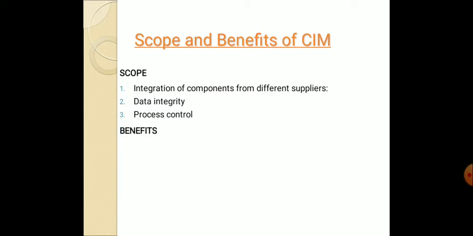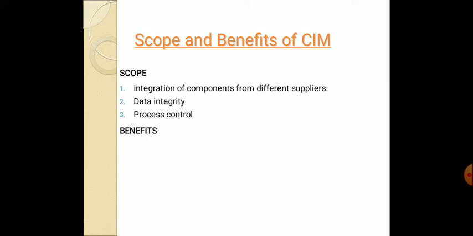Next one is data integrity. So what is this data integrity? The higher the degree of automation, the more critical is the integrity of the data used to control the machines. While the CIM system saves the labor of operating the machine, it requires extra human labor in ensuring that there are proper safeguards for the data signals that are used to control the machines.